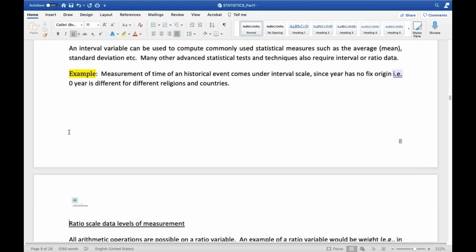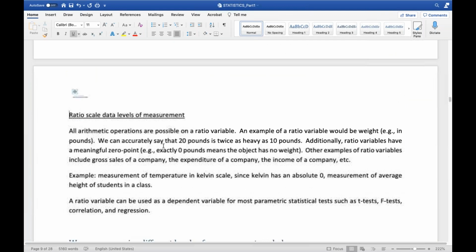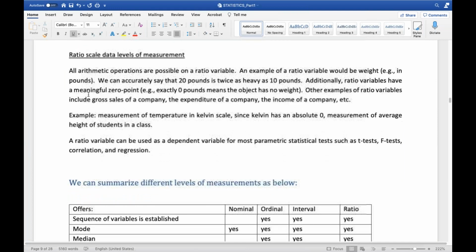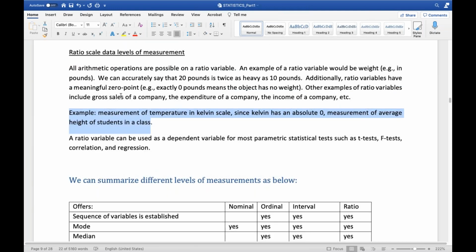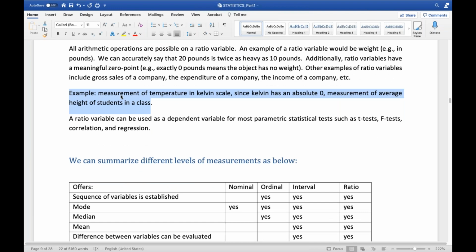Meanwhile, for the ratio scale data level of measurement, all arithmetic operations are possible: addition, subtraction, multiplication, and division. We can accurately say that 20 pounds is twice 10 pounds. Additionally, ratio variables have a meaningful zero point; exactly zero means the object has no weight at all. Other examples of ratio variables include the gross sales of a company, the expenses of a company, and the income of a company. Ratio is the exact number, actually.